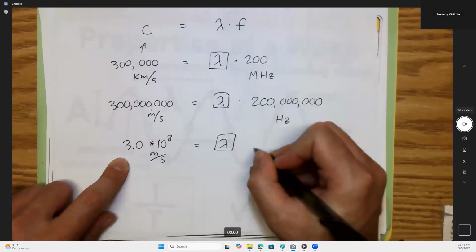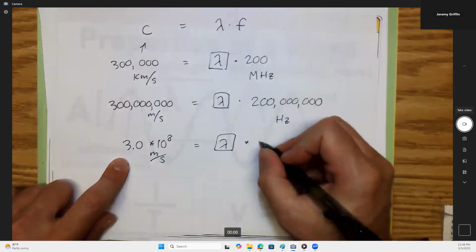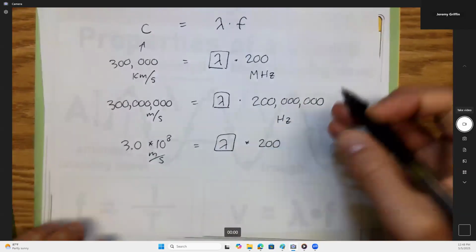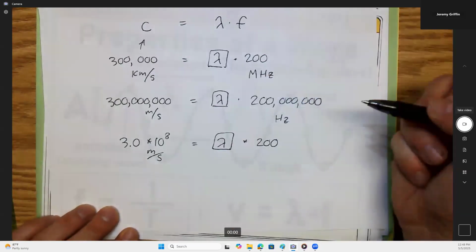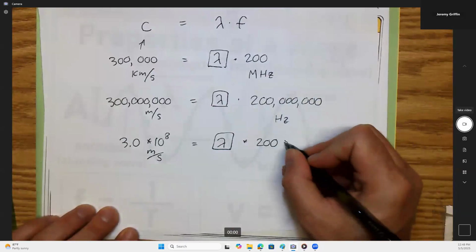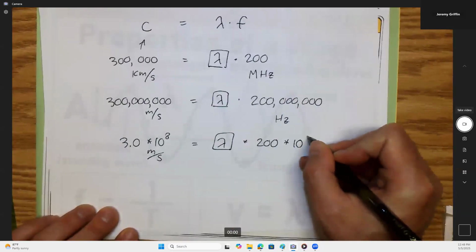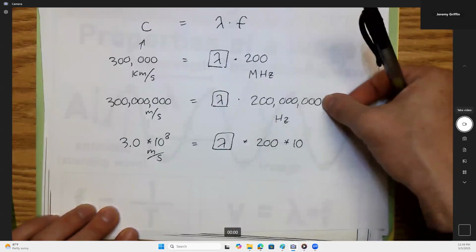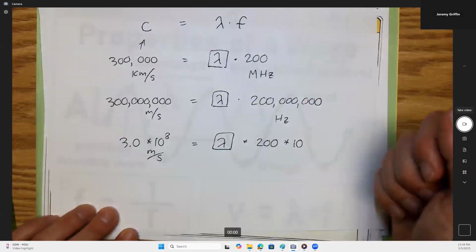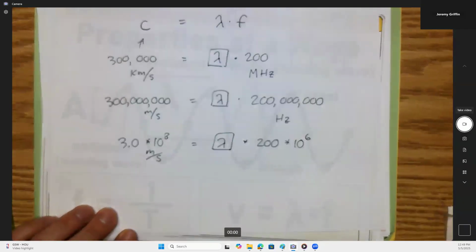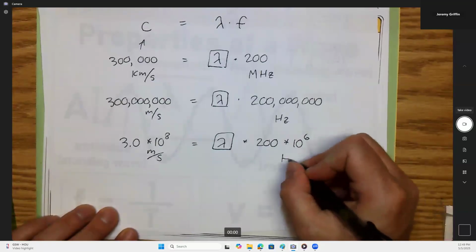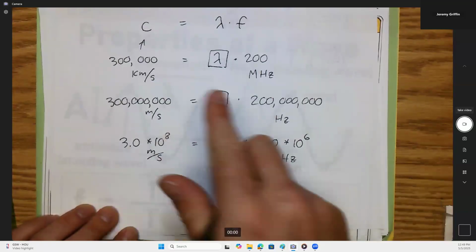Solve for wavelength. I'll leave 200, instead of pure scientific notation. Mega, you said, is 1,000,000. How many zeros is that? That's 10 to the power of what? In pure scientific notation it would be 2 times 10 to the 8. But 200 mega, so like 6 zeros. One way or another, divide down.